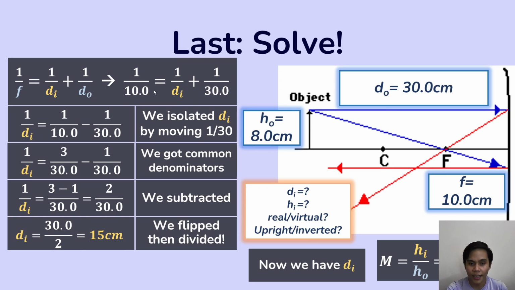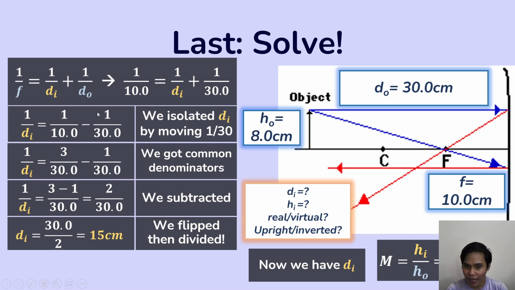So we have 1 over 10 is equal to 1 over di plus 1 over 30. So in the next step, we take this equation and transpose one of the terms. We transpose 1 over 30 to the other side to isolate 1 over di. Again, we isolated di by moving 1 over 30 to the other side. We subtracted 1 over 30 from both sides of the equation. So we get this equation.